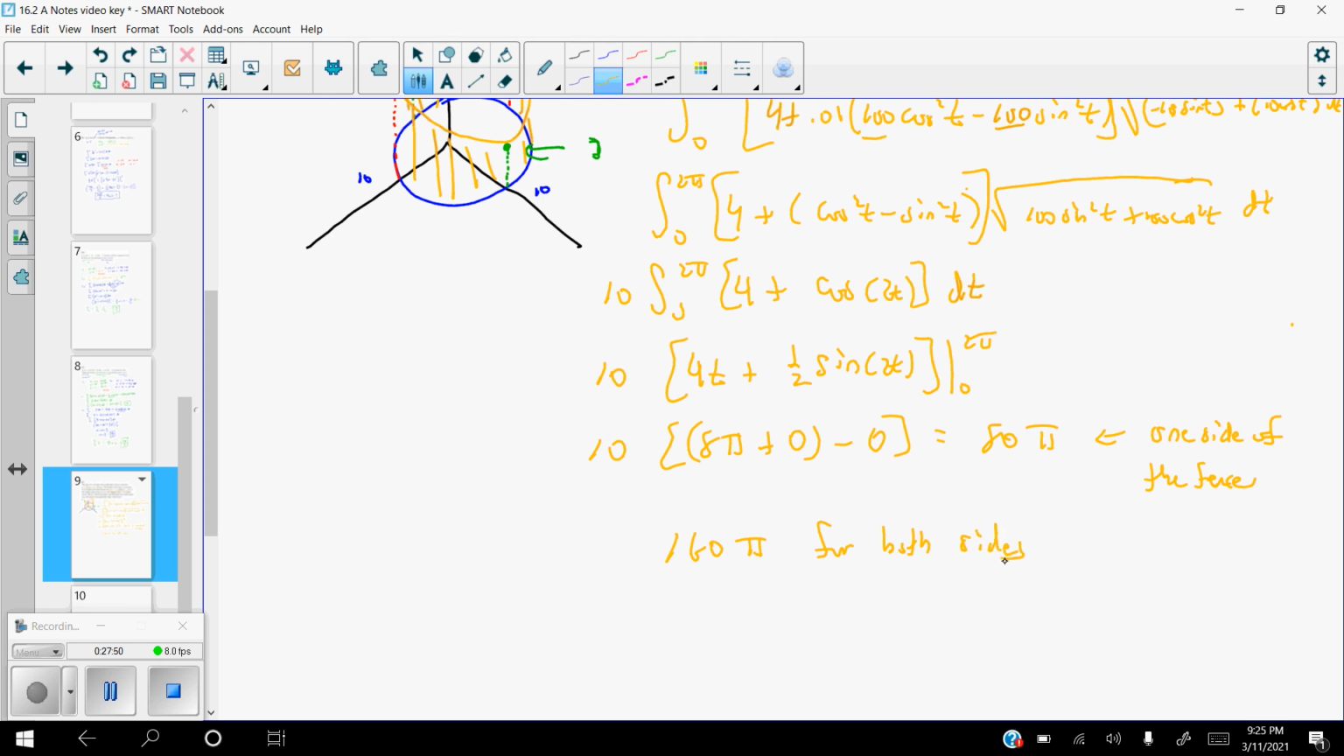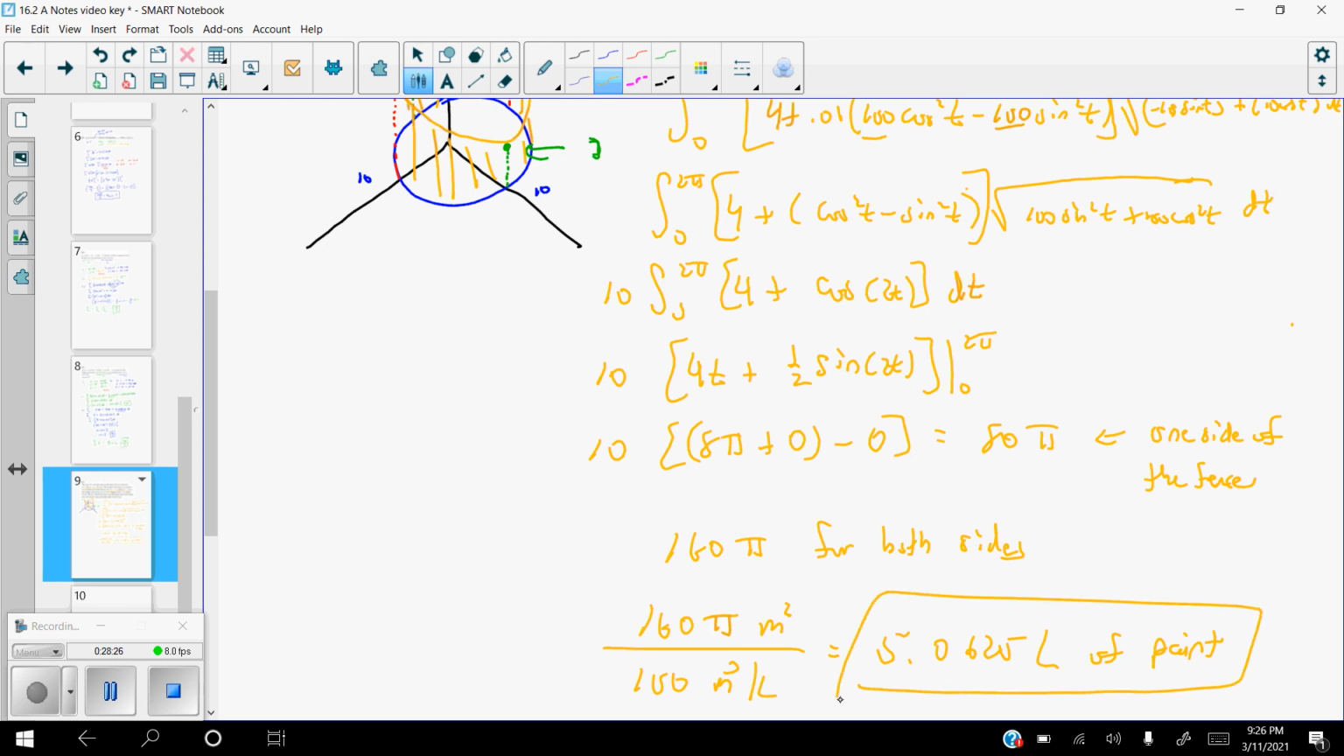But they have given me some kind of awful conversion. So let's see. This is in, I guess, meters. So 160 pi meters squared divided by 100 meters cubed per liter is going to be approximately, actually it's not approximate, I think it works out to be right, 5.0625 liters of paint. So there we go. That's how much paint we'd need to do this one.